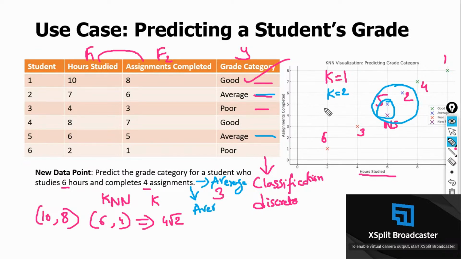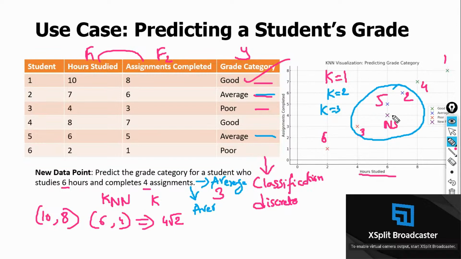No, it will take 3. Okay. If I take 3, so might be this one, it will be like this.